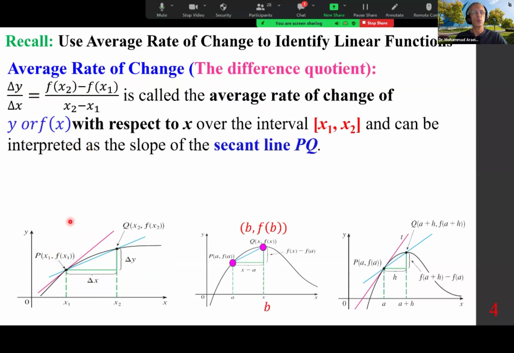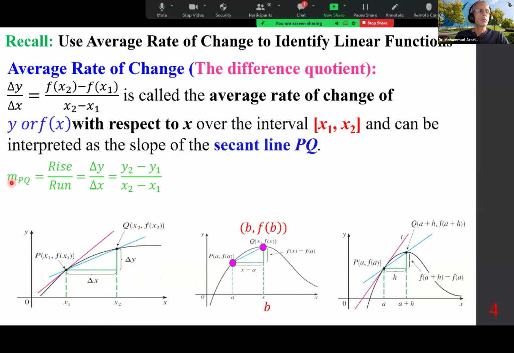If you look at the very first one, you're using x sub 1 and x sub 2. It's called the average rate of change of y or f of x with respect to x over the interval of x sub 1 to x sub 2, and can be interpreted as the slope of a secant line. And here's your secant line PQ. Any 2 points on the curve that you connect.